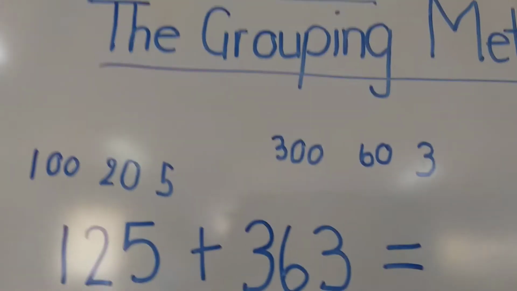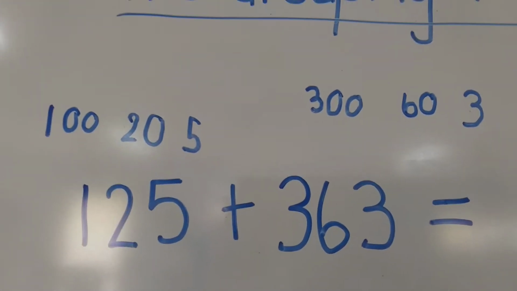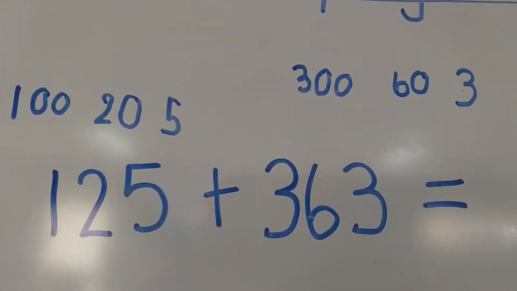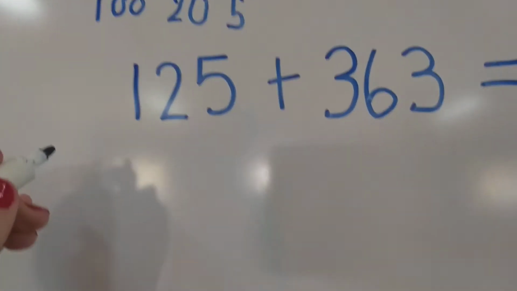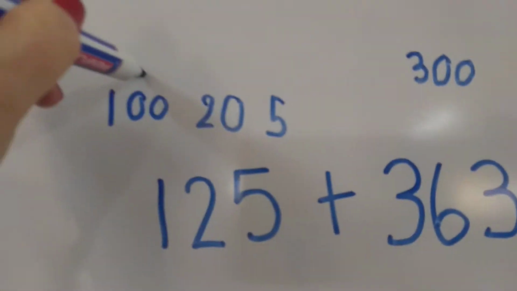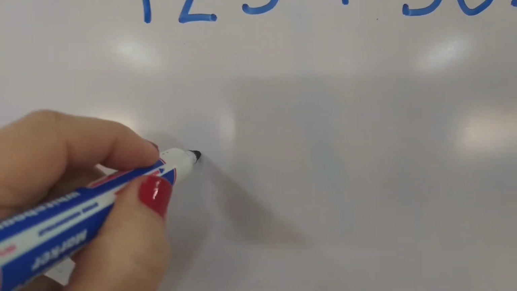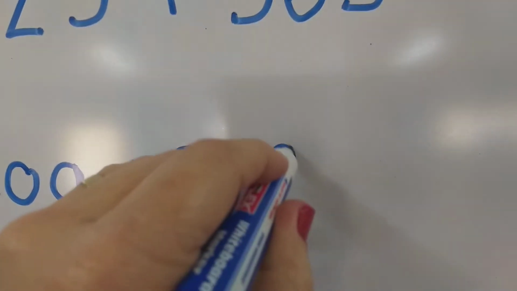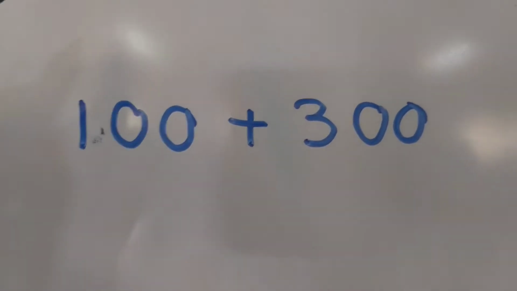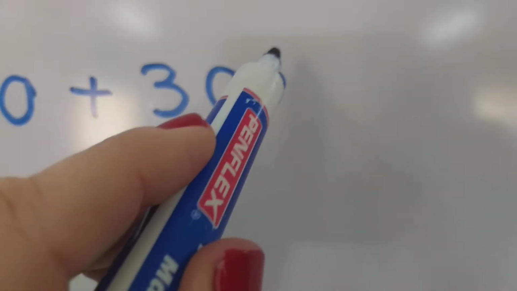Now like I said, it's the grouping method, so we're going to put them in their groups. We're going to group all the hundreds together, all the tens together, and all the units together. That's why we call it the grouping method. So I'm going to do just that. The hundreds are, here we have 100 and 300. Those are our hundreds. Let's start with 100 first. 100 plus 300. Now that is one group. And to show that it is a group, just to make it easier for you to see, I put it in like a little brackets.